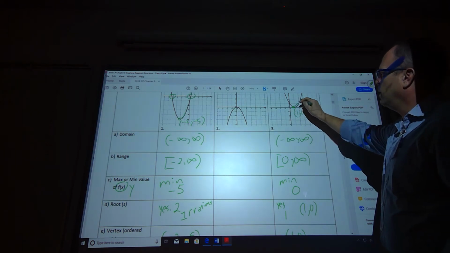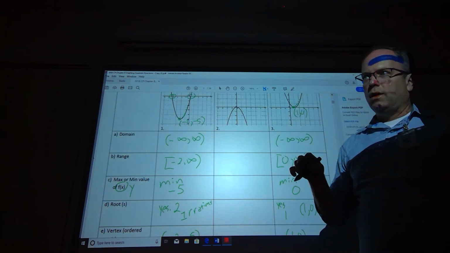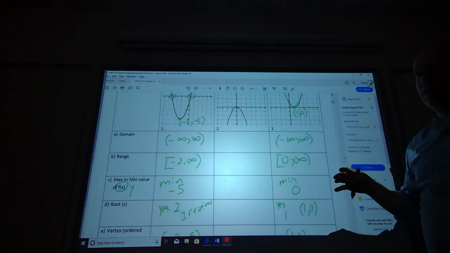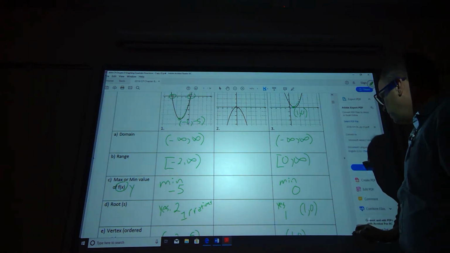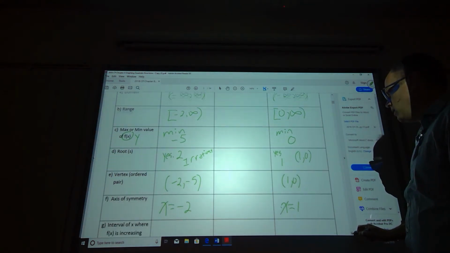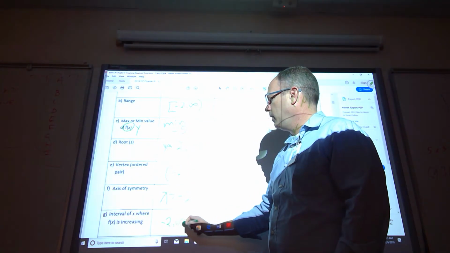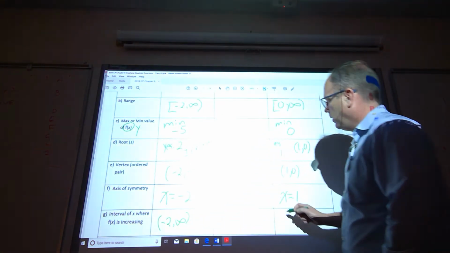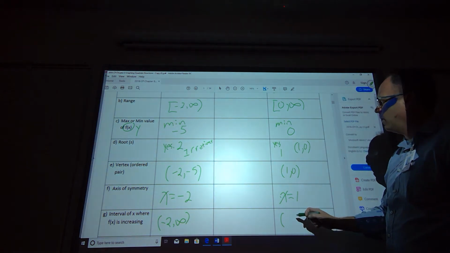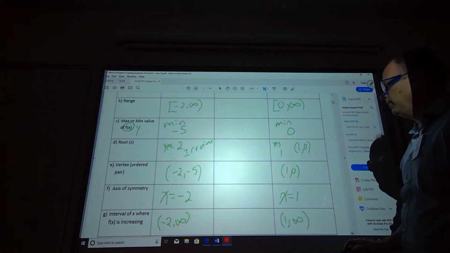These are all increasing, and increasing means that if I were to find the slope between any 2 of those little tiny points that we just put on the right side, we would have a positive slope, okay? So it's increasing on number 1 from -2 to infinity, because it'll continue to grow. And on number 3, it's increasing from 1 all the way to infinity.